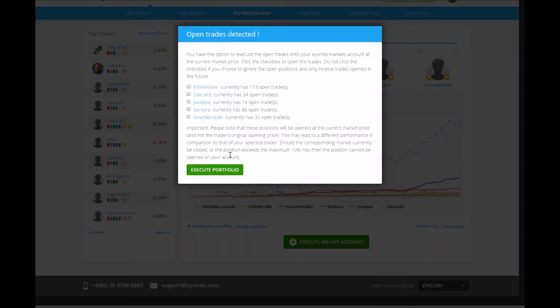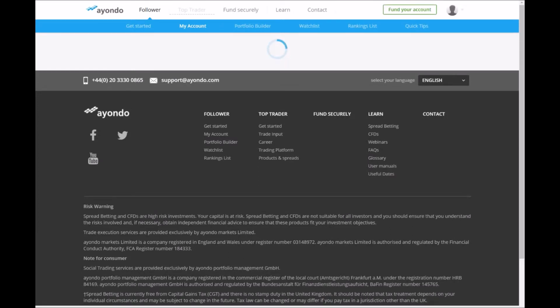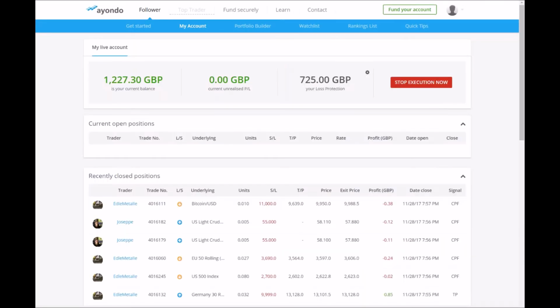So what I can do, I can choose to open up trades that they have at the moment. But of course, if Giuseppe bought the Dow yesterday when the Dow was 80 points lower than it is now, I don't get in at yesterday's price. I get in wherever the market's trading now. So I've got no interest in following their open trades. I just want to follow any new trades. So I'm not going to click any of this. So any new trades they do, I'll follow them. So I'll click on Execute Portfolio, and that's just going to go through, and then we'll be up and running.